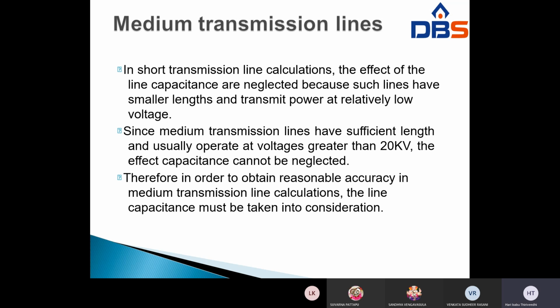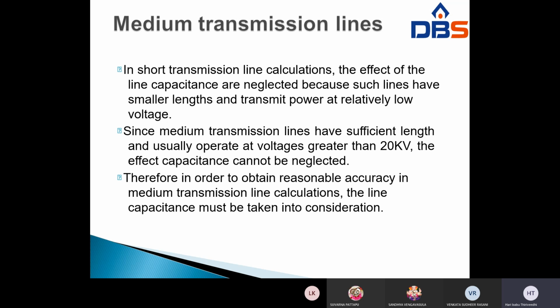This is also a short transmission line calculation. The effect of line capacitance is neglected, right? Because the length is less, that's why capacitance may be neglected. Why? Because the voltage is less than 20 kV and the length is less than 80 kilometers.